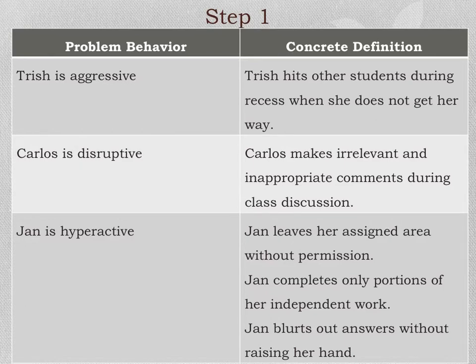The next example, Carlos is disruptive. Once again, it isn't clear as to why Carlos is getting disruptive. You really can't measure or observe the behavior, because being disruptive for one person could mean something different for another person. However, when we say Carlos makes irrelevant and inappropriate comments during class discussion, then it's something more concrete. We know when Carlos is becoming disruptive and exactly what is happening when Carlos is exhibiting such behaviors.